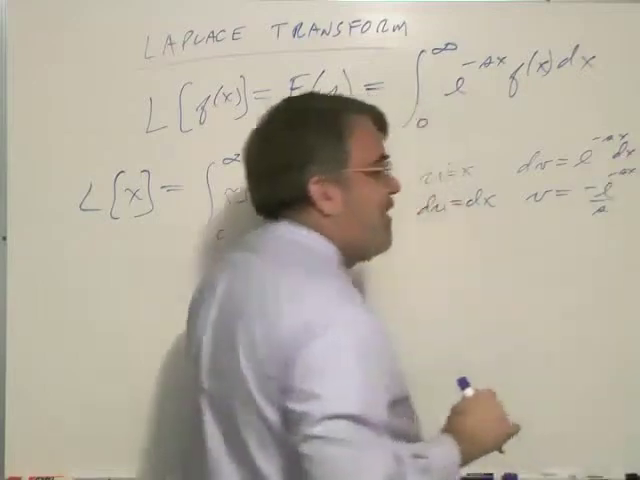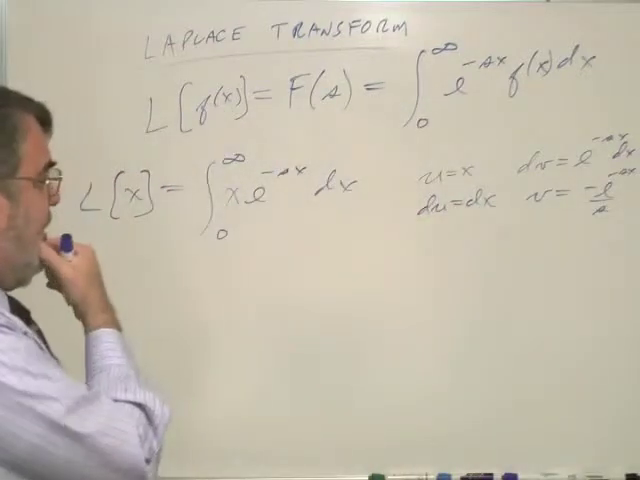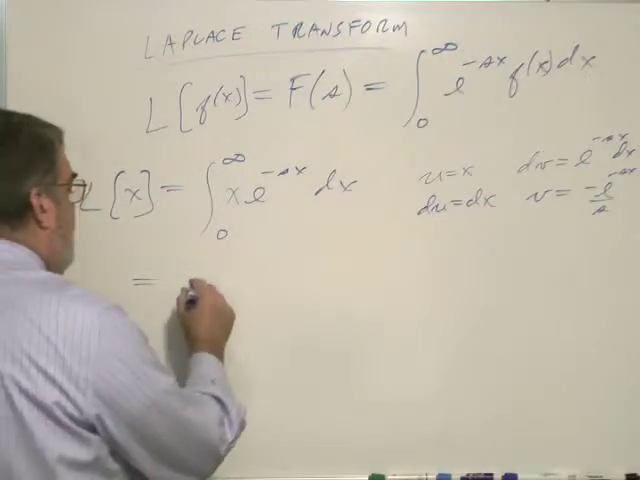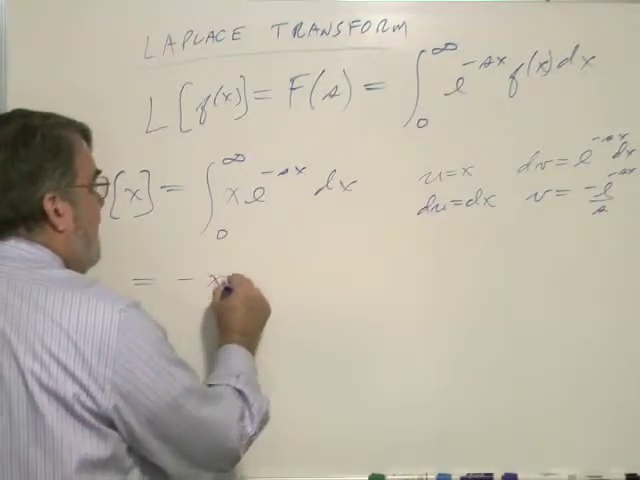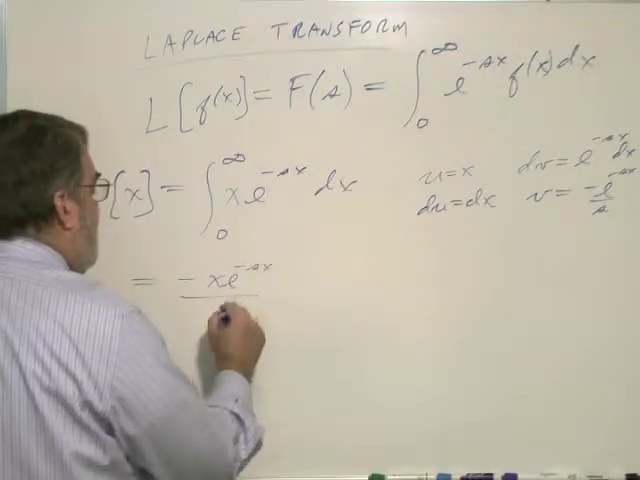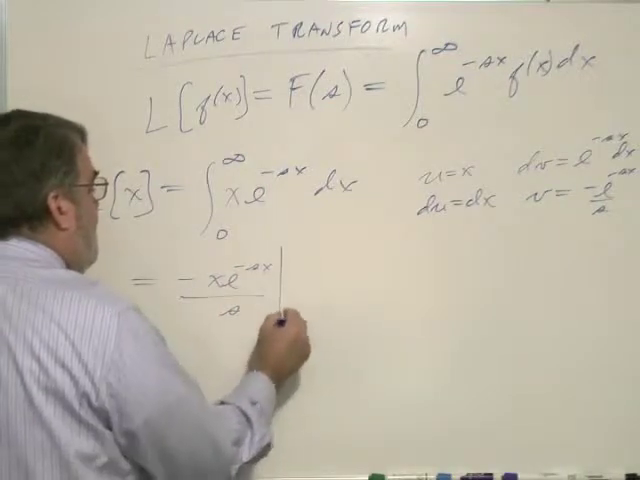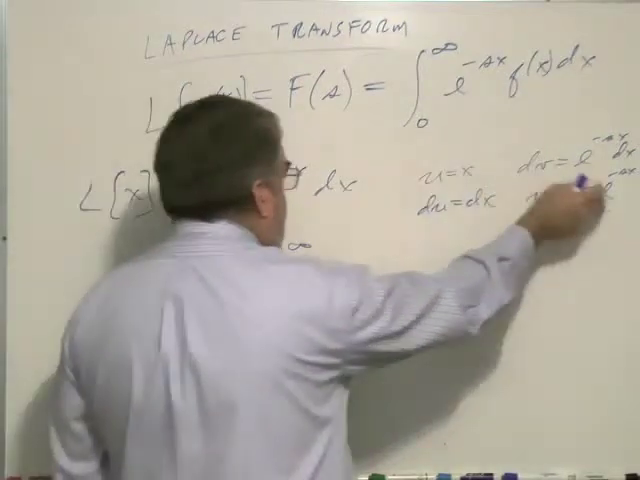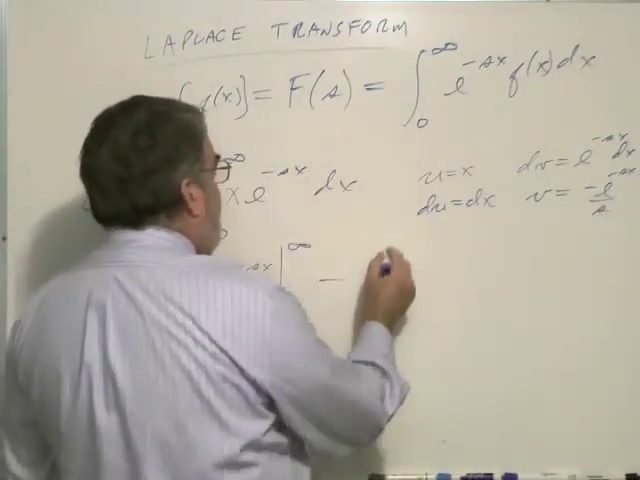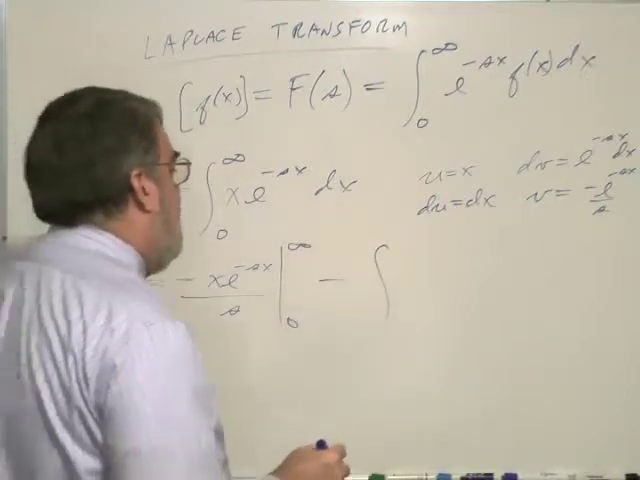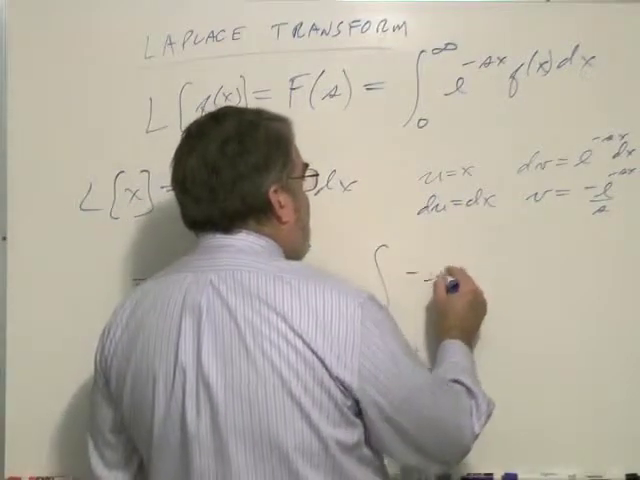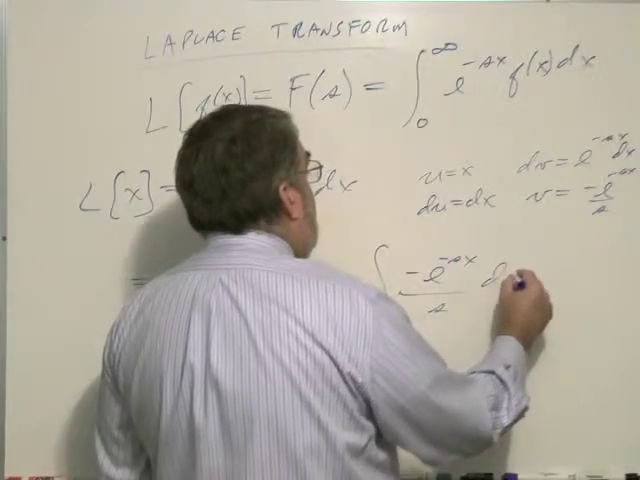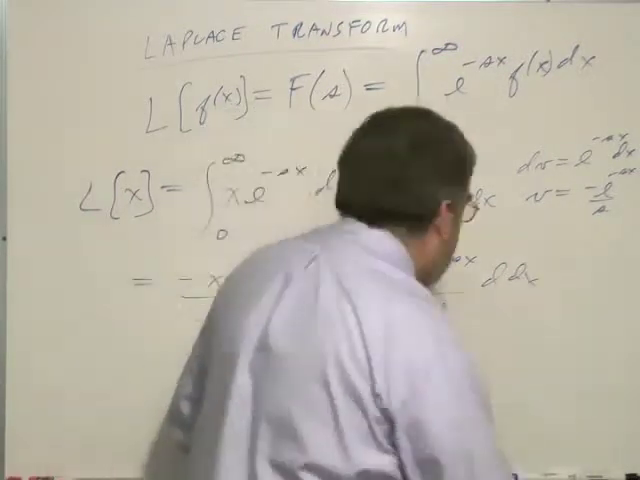I forgot to write my dx there, technically. So this equals u times v, which would be minus x e to the negative sx over s from 0 to infinity. So it's u times v minus the integral of v du. So this is minus e to the negative sx over s dx. Oops, a little careless there.